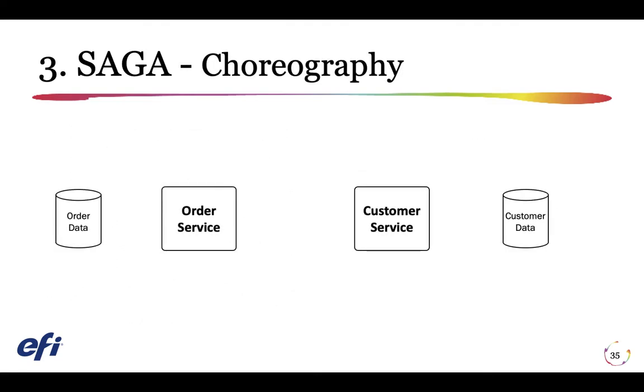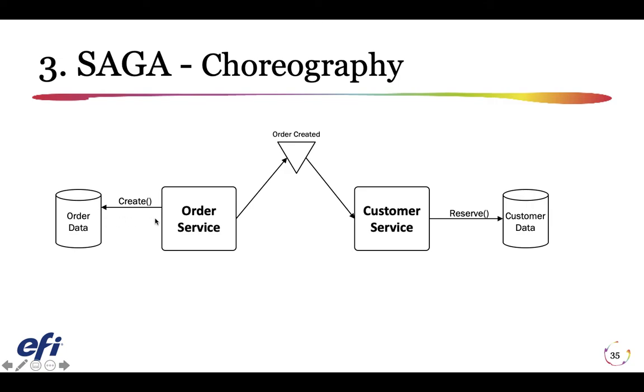Now there are two mechanisms by which saga can be achieved. Let's take our example of order service and customer service and see how it works. The first way Saga can be done is called choreography. In choreography, we have again the order service and customer service as depicted in the picture. Let's say a new order has to be created. The order service would create an order in its database and keep it in the pending state.